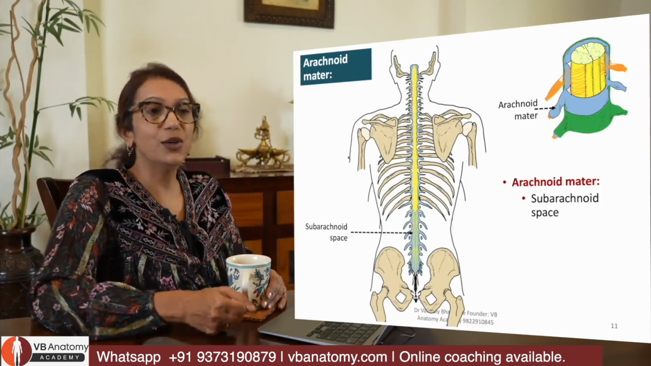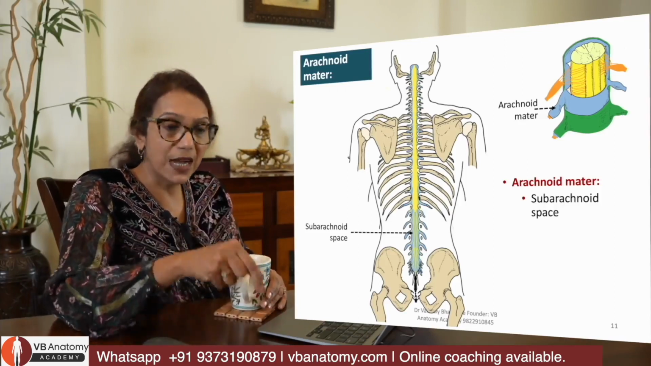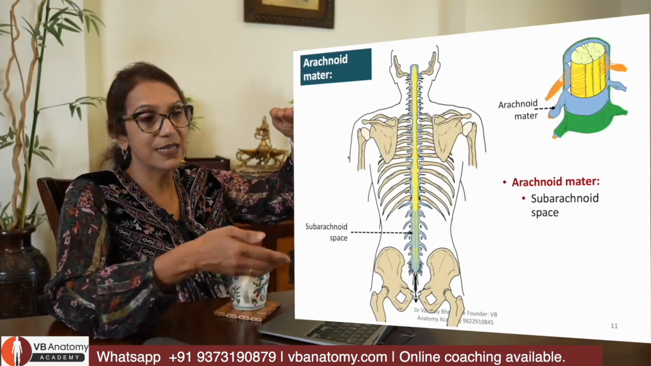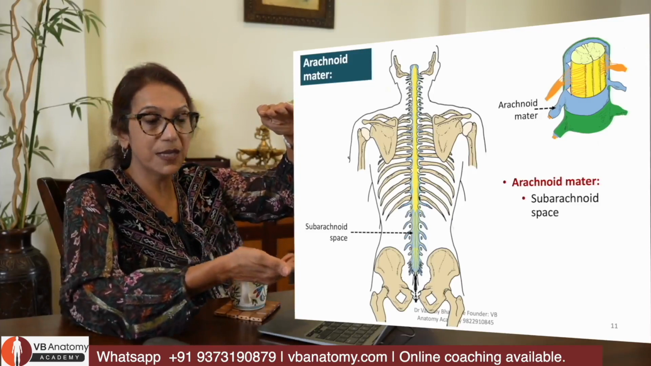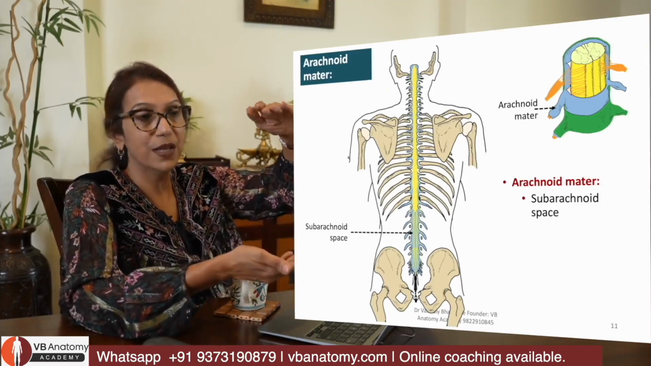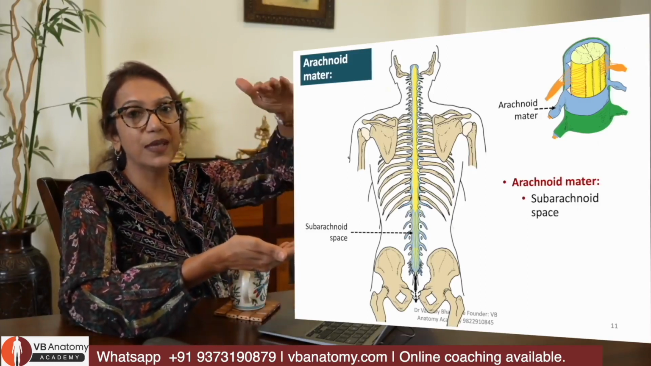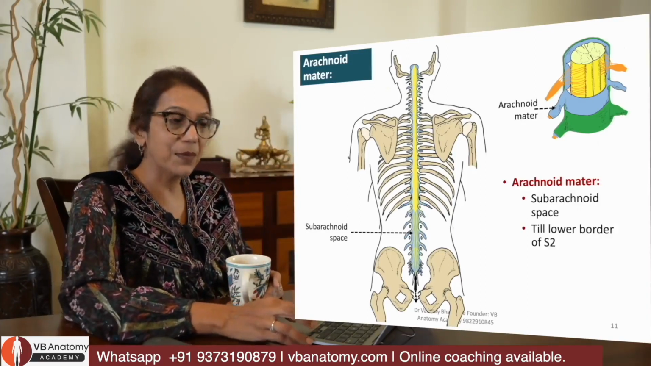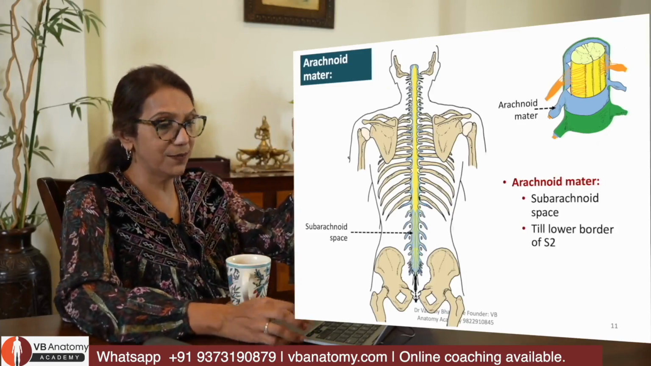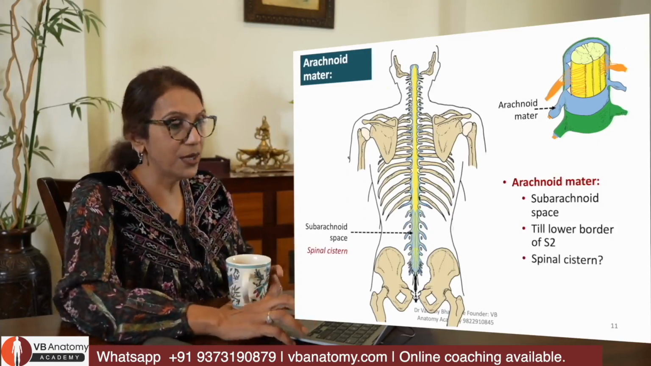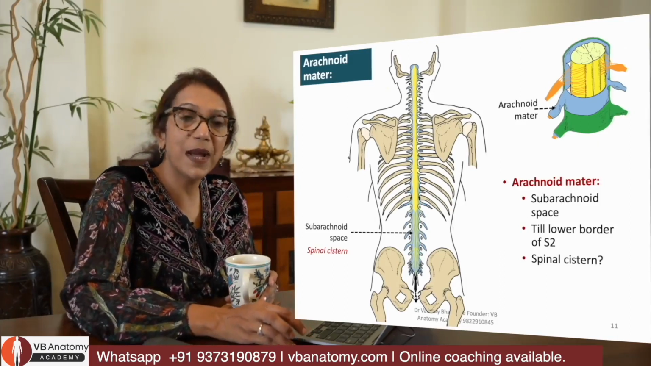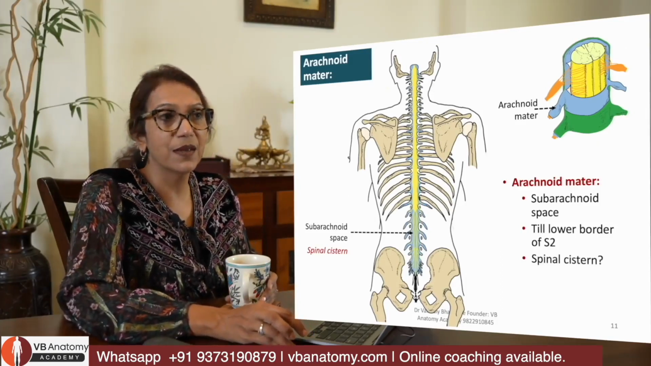So, students, your subarachnoid space extends down till the level of S2. Spinal cord stopped at L1. CSF and the subarachnoid space continue till S2. Now, there is a huge gap between them where there is CSF. Okay? This gap between the lower border of L1 and S2 is called as spinal cistern. Please say it once. Spinal cistern.